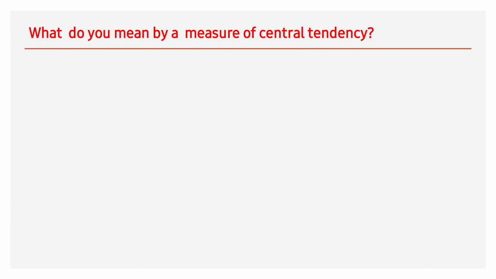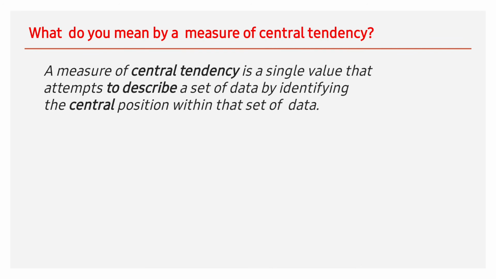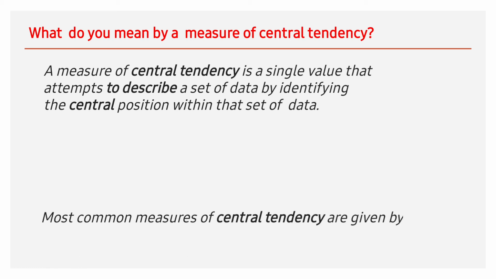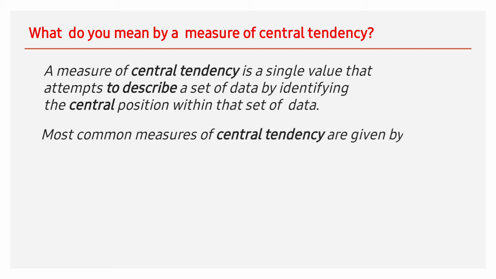So now let us see what is a measure of central tendency. A measure of central tendency is a single value that attempts to describe a set of data by identifying the central position within that set of data. For example, 90 percentage. The single number 90 tells about your entire marks. All the subject marks are around 90 roughly. Thus, a measure of central tendency is a single value that describes a set of data. The most common measures of central tendency used are mean, median, and mode.